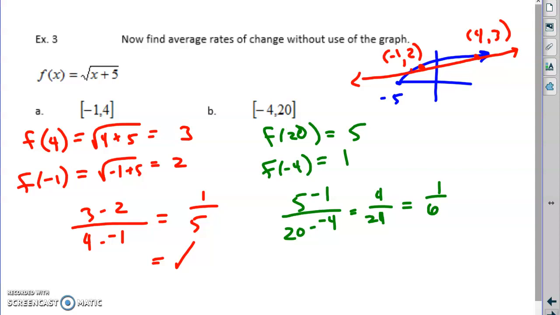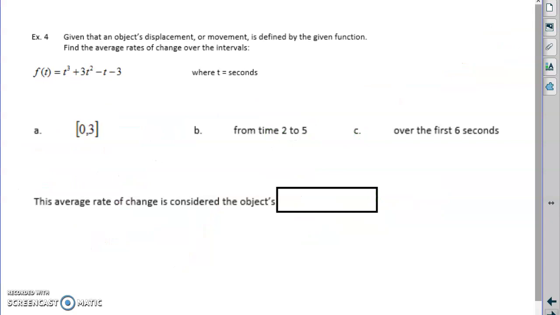Because of the shape of that radical graph, I would never expect to see a negative average rate of change, because that curve never goes down. It's never decreasing. Another cool thing to remember, the average rate of change is in relationship to the function increasing or decreasing on that interval. All right, let's keep moving.